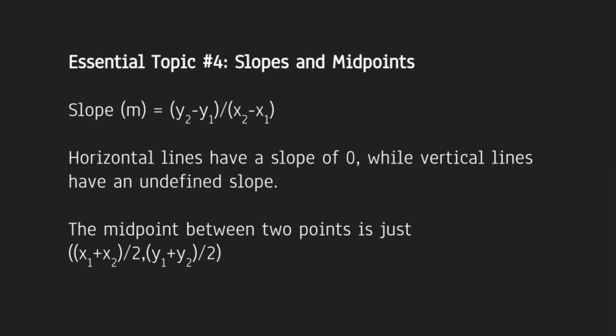Essential topic number 4, slopes and midpoints. The equation for a slope is the change in y over the change in x, or y2 minus y1 over x2 minus x1. Horizontal lines have a slope of 0, while vertical lines have an undefined slope because they have the same x values, so you divide by 0, but you can't divide by 0. The midpoint between 2 points is just the average of the two x values and y values, where x1 plus x2 over 2 and y1 plus y2 over 2.